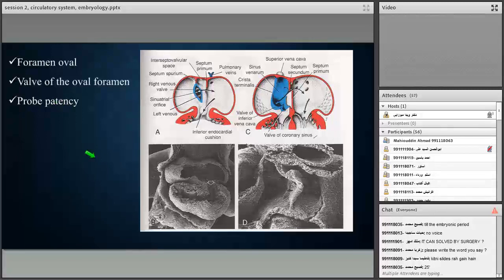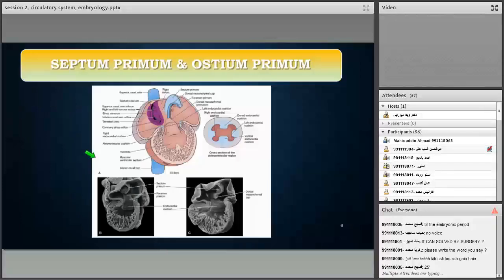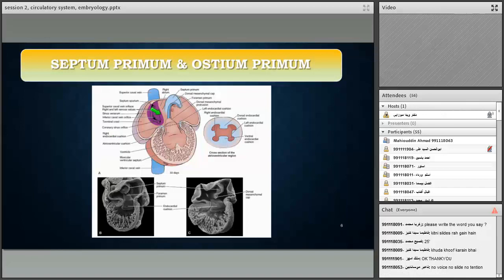Okay? Any question about this part? Look at the sickle-shaped septum. Look at here, this is septum primum.